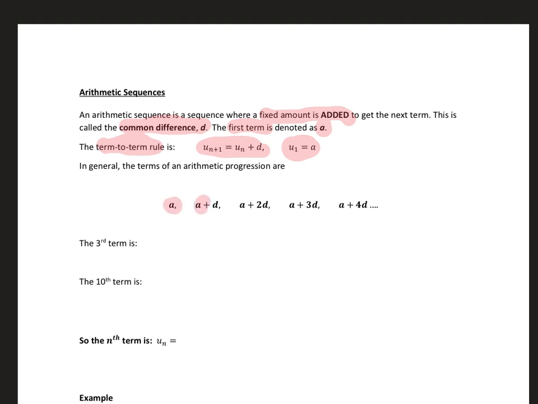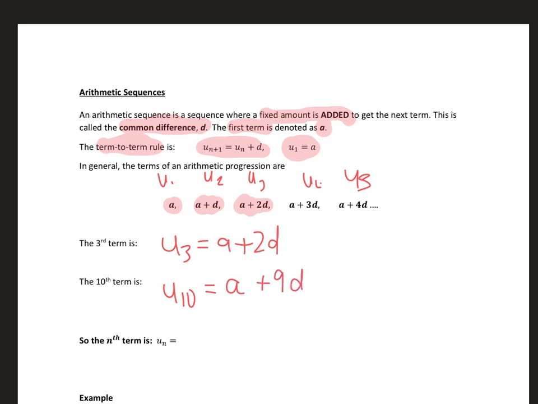So the first term is a, the second term is a plus d, the third term is a plus 2d. Hopefully you can see the pattern. So U1, U2, U3, U4, U5. So U3, the third term, is a plus 2d. U10, well, I'm going to start with a, and I'm going to add, well, to get to the 10th term, there'll be 9 differences, so 9d. And the nth term, to get U(n), I'm going to start with a, and I'm going to add on n minus 1 d's. And that formula is one you have to memorize.